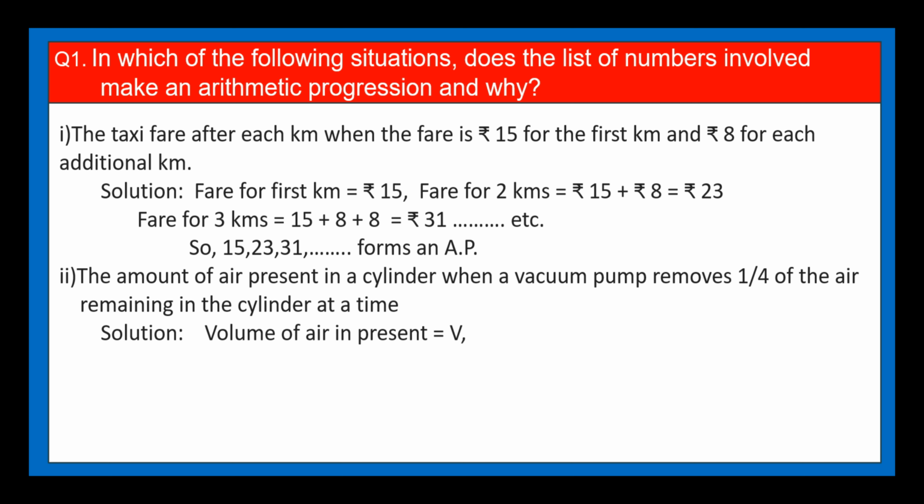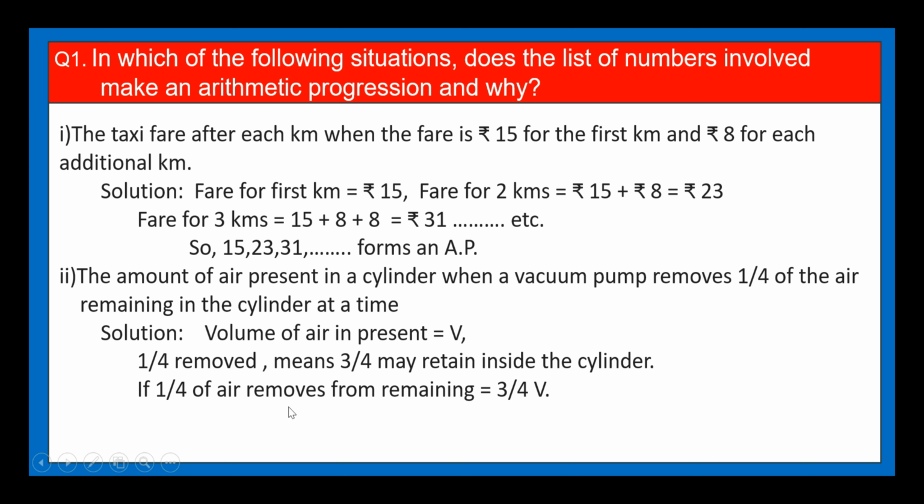If the volume is V, then it removes 1/4 of V. If 1/4 is removed, then how much amount of air may be present inside? Yes, 3/4 may remain inside the cylinder. 1/4 of the air is removed, so 3/4 of the air may be inside the cylinder. Therefore, 3/4 of V will remain in the cylinder.